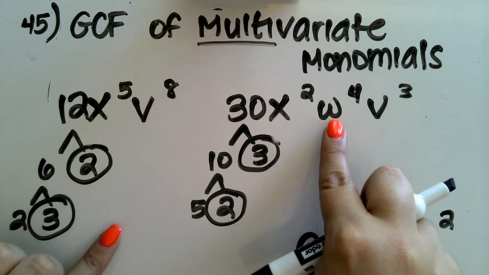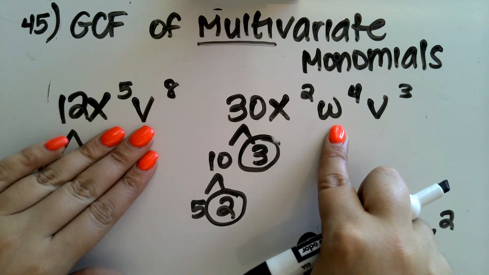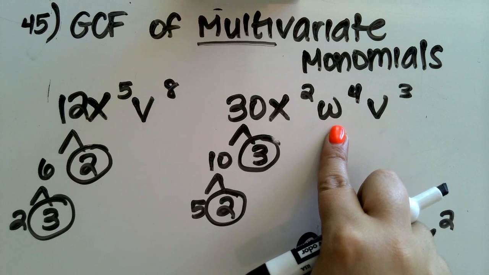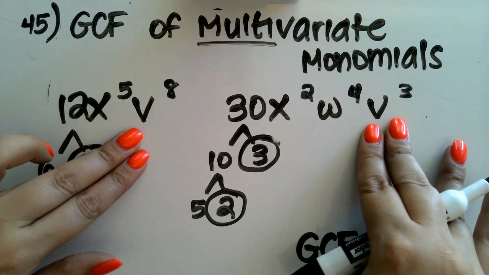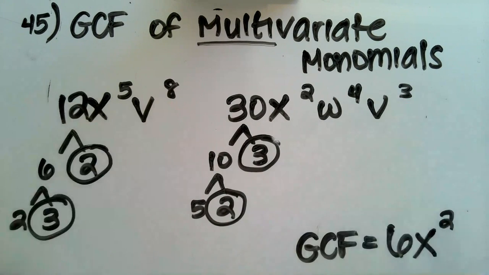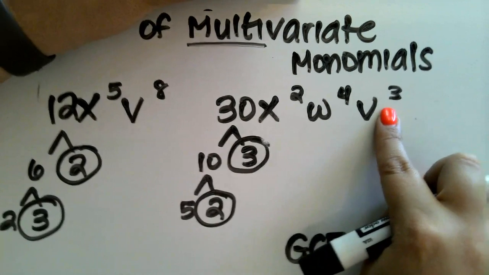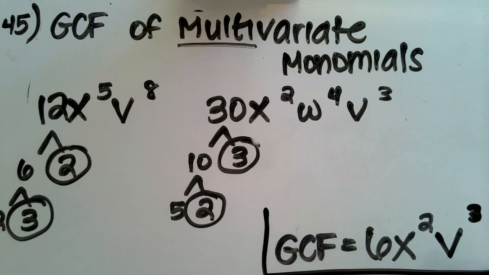Now let's look at our next variable. On our right-hand side, there's a w, but there's no w's over on our left-hand side, so that's not even included in our GCF. We don't have to worry about the w variable at all, but both terms do have our v's. In this case, there's a 3, and in this case, there is an 8. So let's go ahead and take the lower of the exponents, v to the third. Therefore, our GCF of these two terms is 6x to the second, v to the third.